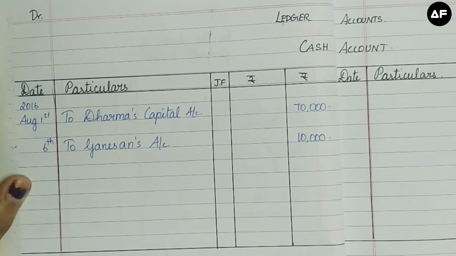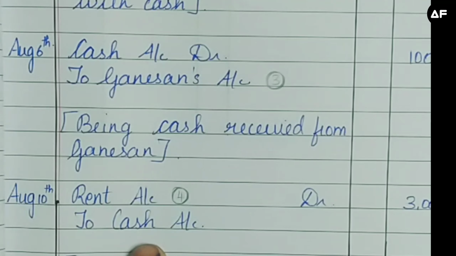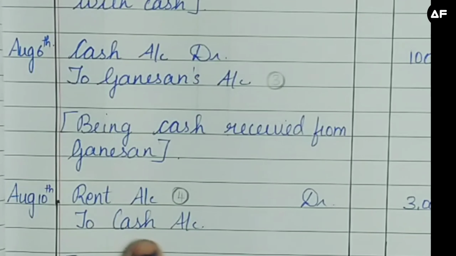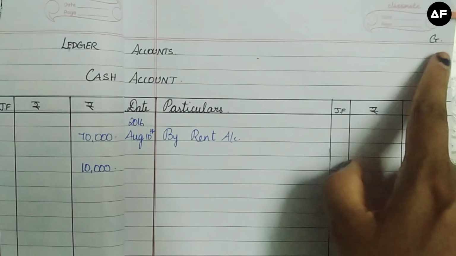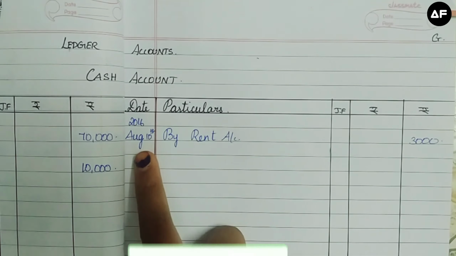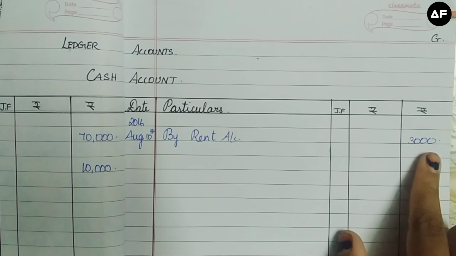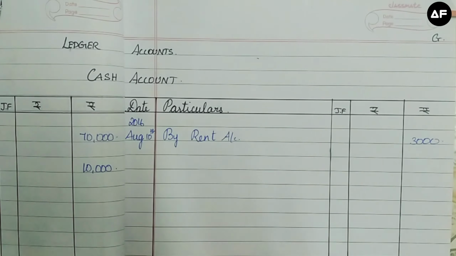Now again let's get back into the journal entry. So now we finished our second entry. Now we are going to the third entry on the 10th. We have rent account debtor to cash account. Now here the cash account is in the credit. Therefore go to the credit side of the cash account and write the opposite account's name, that is by rent account. So I've come to the credit side of my cash account and I've recorded the opposite account's name, that is on the 10th, by rent account, and the outer column records the amount.